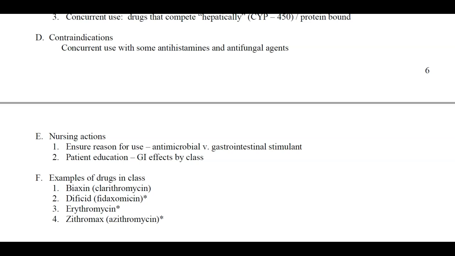Now, patient education. It is very important to educate our patient when it comes to the GI effects, depending on what class. Examples of drugs in this class include fidaxomicin, erythromycin. So erythromycin is sometimes ordered specifically due to diarrhea side effect, and as well as azithromycin. So sometimes it's also used as a GI stimulant, but it is most commonly prescribed as a treatment for respiratory infections.